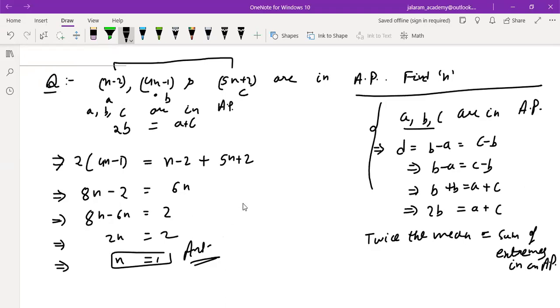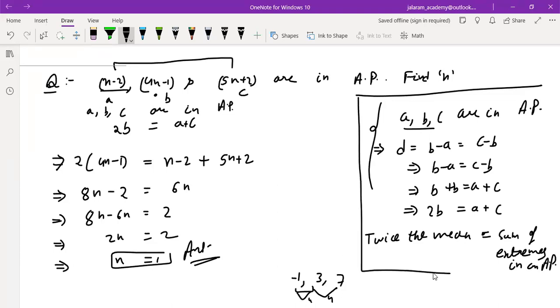Yes, sir. And check the answer for n equals 1. We will get 1 minus 2, that is minus 1. 4n minus 1 is 3. 5n plus 2, 5 ones are 5 plus 2, 7. Are they in AP? Check them. 3 plus 1, 4 is the common difference. 7 minus 3, 4 is the common difference. Yes, they are in AP.